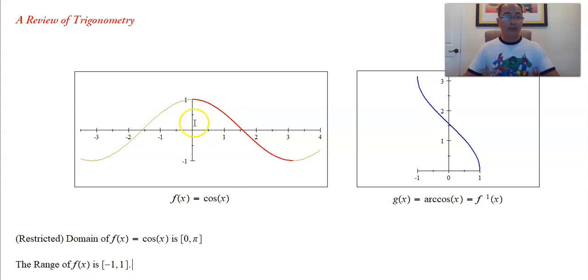So here, cosine of 0 is 1, so therefore, inverse cosine of 1 is 0. So that is this point over here. Cosine of pi over 2 is 0, so therefore, inverse cosine of 0 is pi over 2. So that is that point over there. And last point, cosine of pi is -1. So therefore, inverse cosine of -1 is pi.